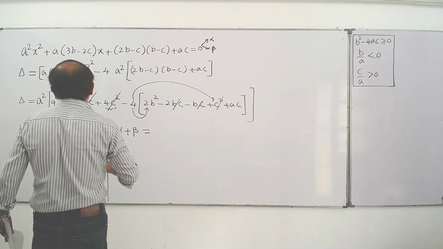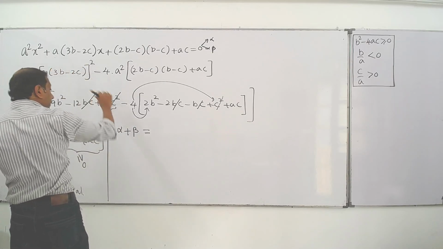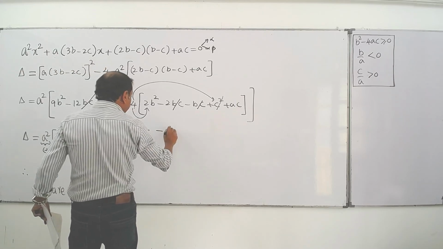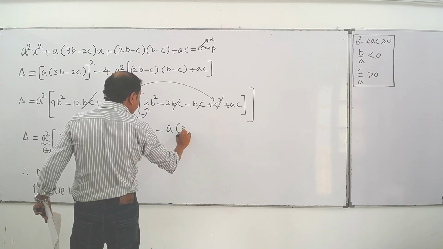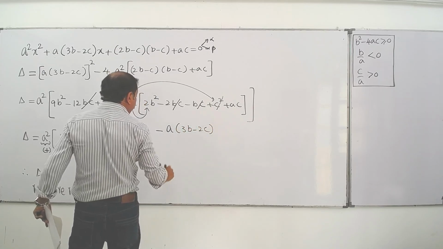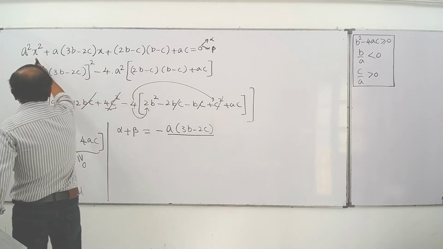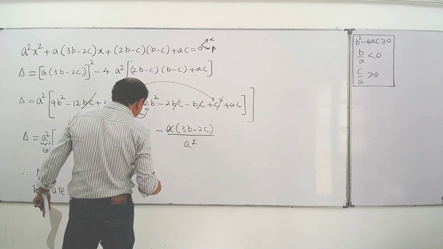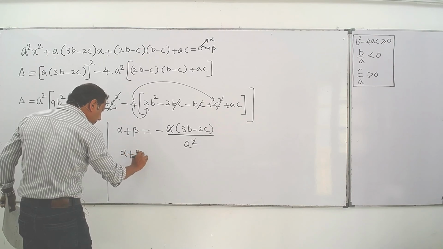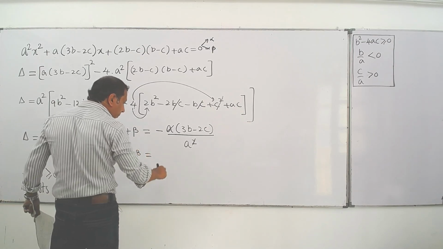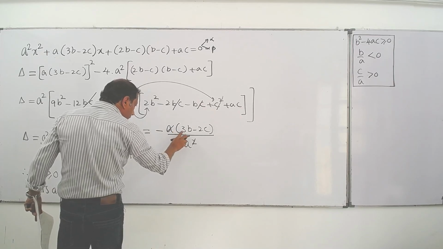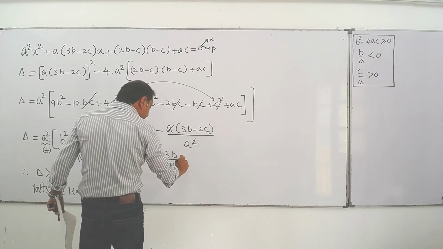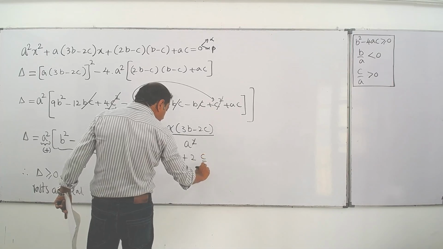Alpha plus beta we can write here: minus b. B means this part, 8 times 3b minus 2c, minus b upon a. X squared coefficient, it is a squared. One a we can cancel down here. Alpha plus beta, right? Then we can write, remove the bracket here, minus 3b over a, minus minus plus 2c over a.